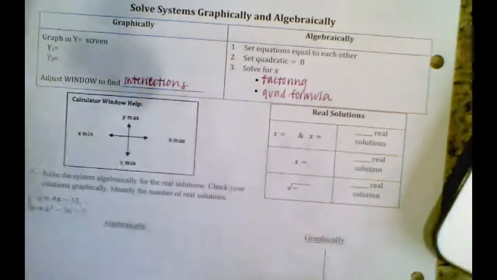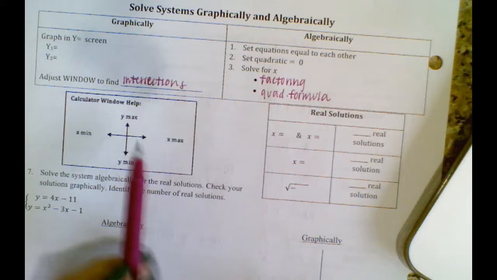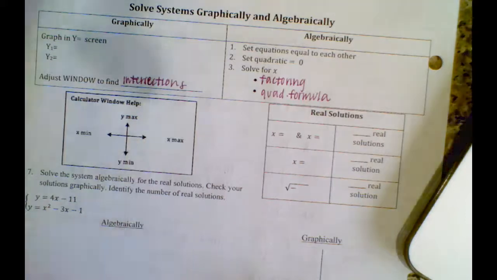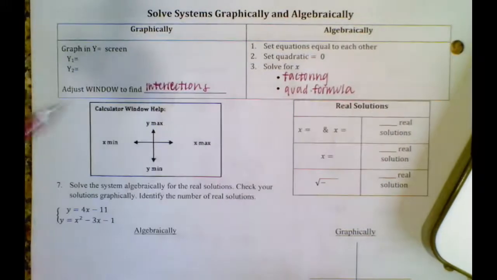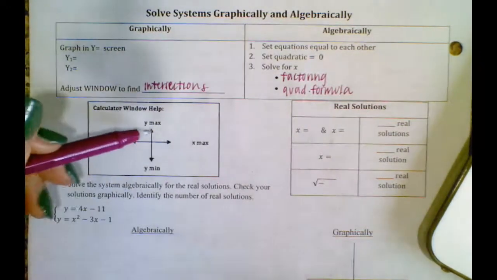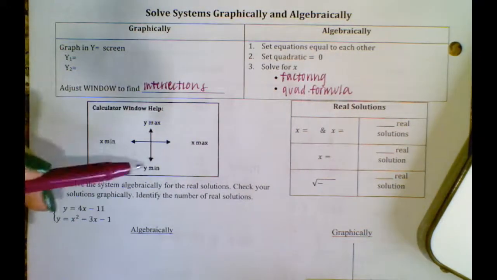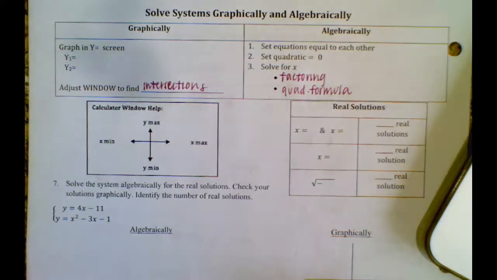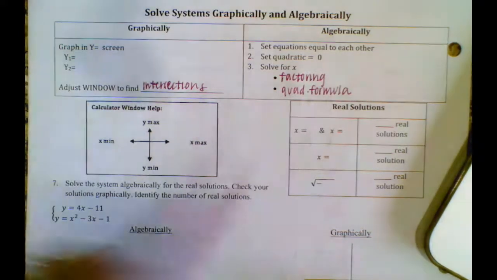Right here, I just have some calculator window help. If you need to see more of the right side of your graph, remember you're going to change the x max. If you need to see more of the left side, you'll change the x min. If you need to see more above, you change the y max. More below would be the y min. So that's just kind of helping you refer back to that.